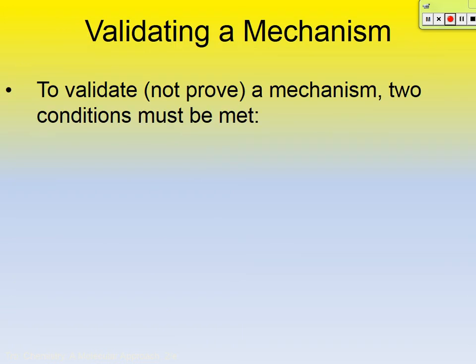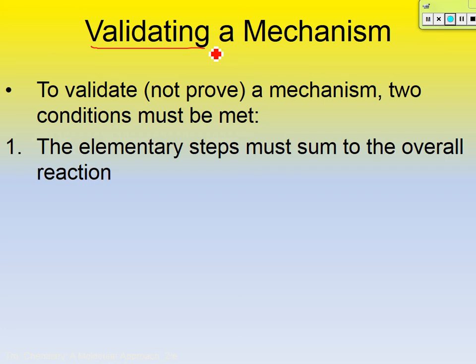Okay, so let's talk about validating a mechanism. Validating is much different than proving. You can't ever really prove a mechanism, we can't see this happening and we don't know for sure, but to validate a mechanism, two conditions must be met. Number one, the elementary steps must sum to the overall reaction. So if you cancel out all your intermediates and it sums up to the overall reaction, that's one way to validate your mechanism.